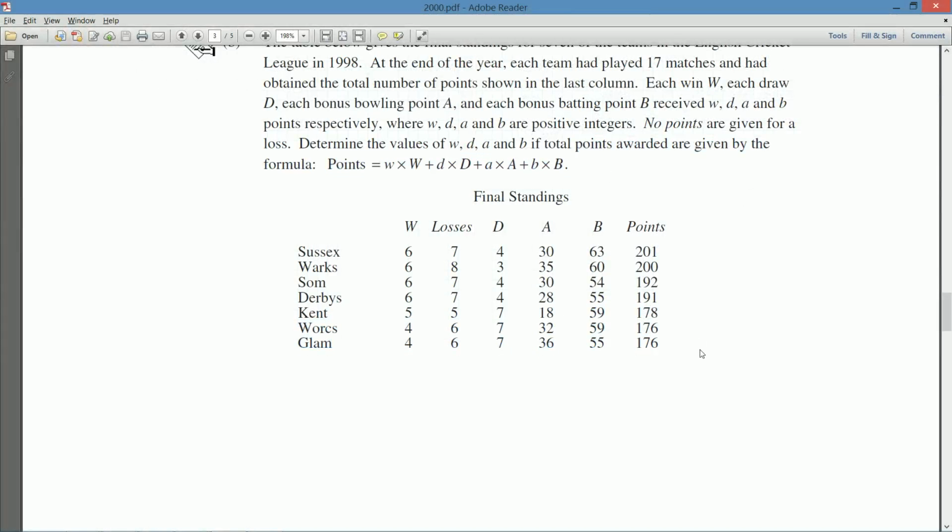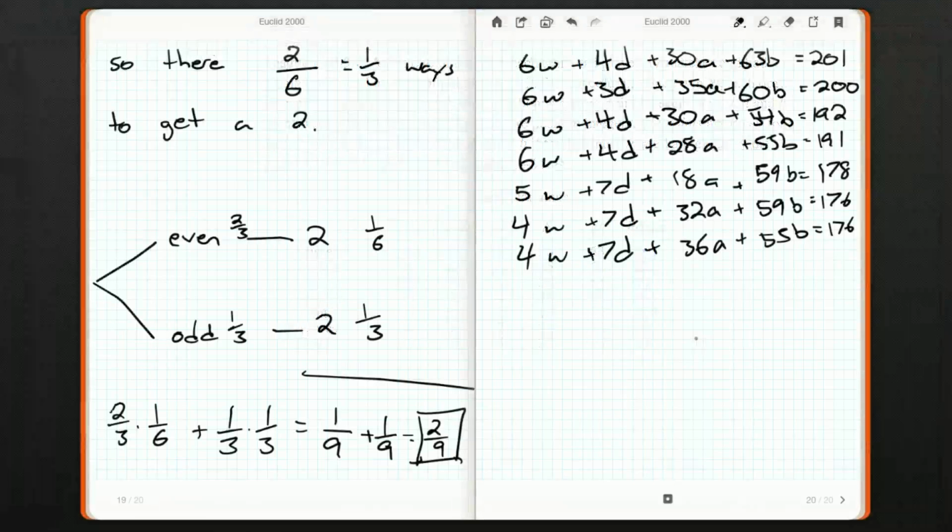Okay, 59, 59, 55. I think we're all set. And we could include the team names in our description, and that's okay. But we're actually just going to number our equations.